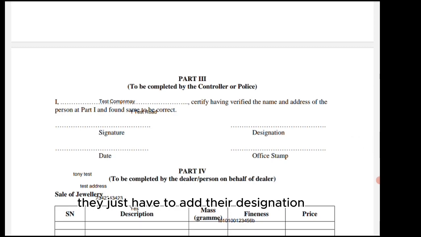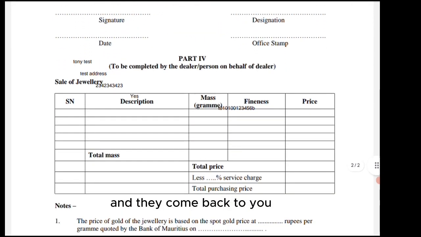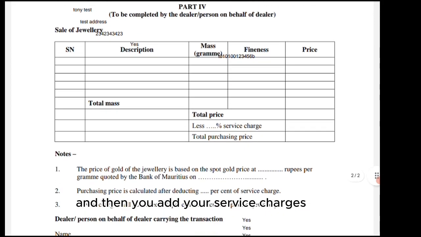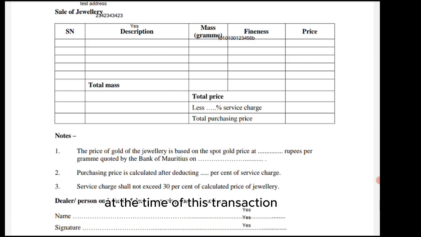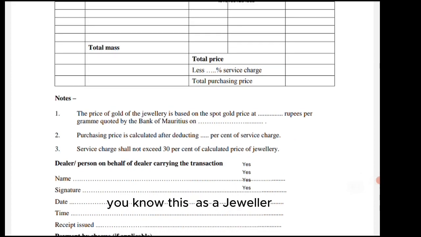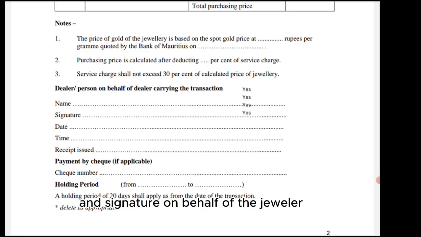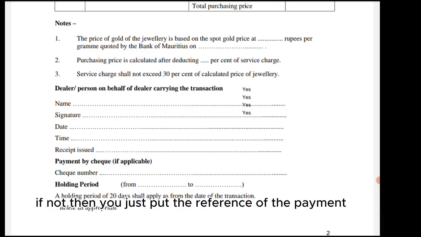Then they take this form to the police, and the police sign and confirm all of these things. They just have to add their designation, and they come back to you, and then you add your service charges, and then you clearly and transparently add your gold price at the rate at the time of this transaction. All the jewelers know this as well, and signature on behalf of the jeweler. And if you're paying them by check, you add your check number. If not, then you just put the reference of the payment.